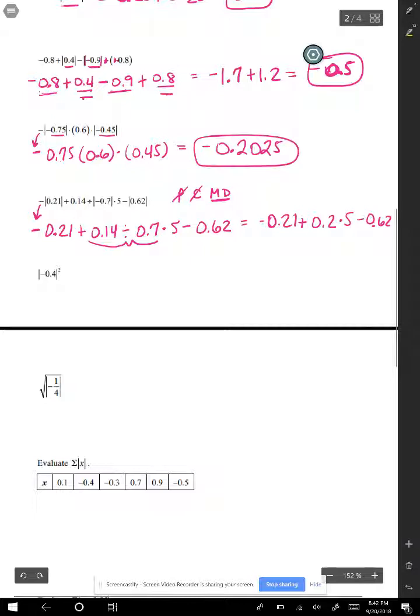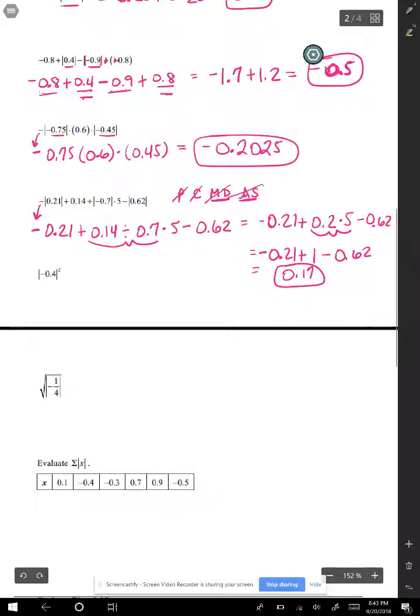Okay, I still have a multiplication, so I'm going to do the multiplication next. So negative 0.21 plus 0.2 times 5 would be 1, and then minus 0.62. So that takes care of the MD in our PEMDAS. And then addition and subtraction, you just go from left to right, or you can combine the negatives if you want to, or just put this in your calculator. And negative 0.21 plus 1 minus 0.62 would be 0.17. And that takes care of the adding and subtracting.